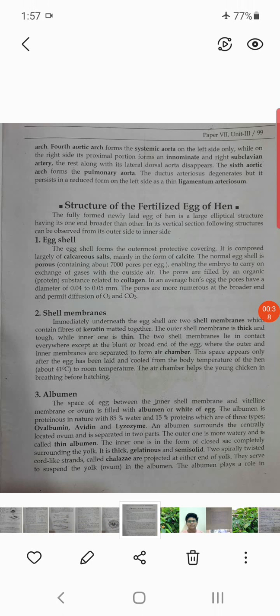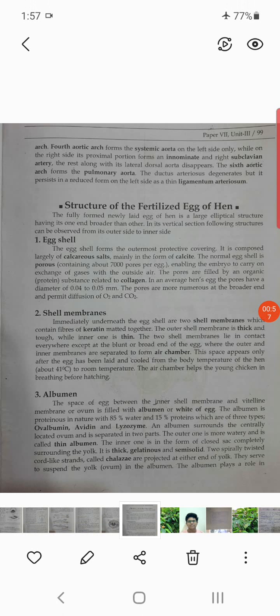Actually, you people don't know. You know only the yellow yolk, and the white is the albumin. Only two structures you have seen up till now. But in this lecture, we have to see the detail.